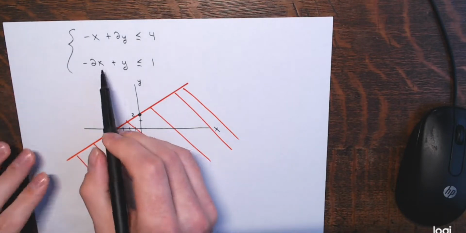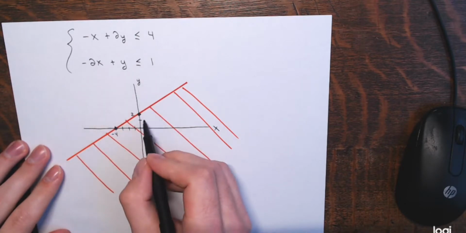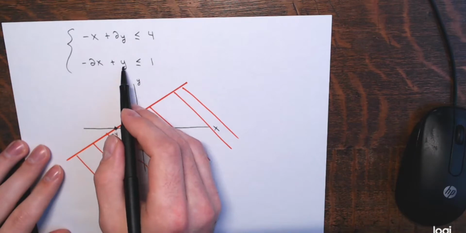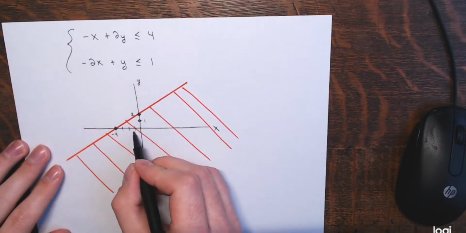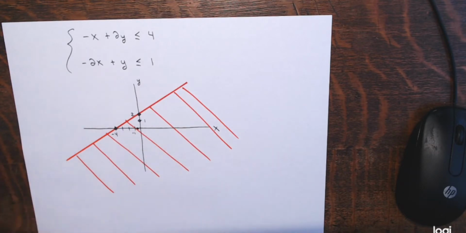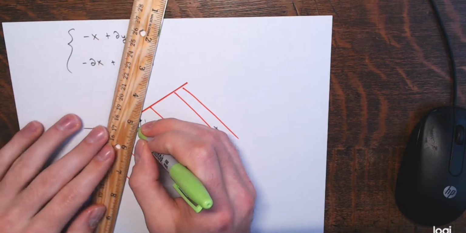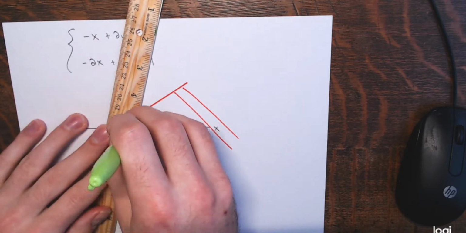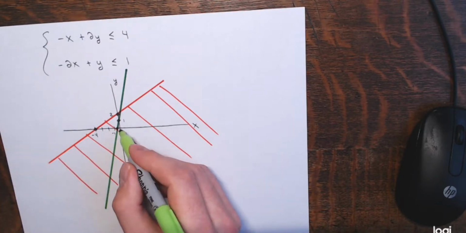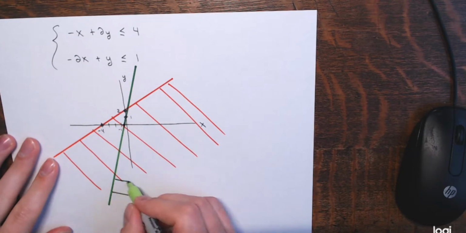The second inequality's boundary line would have (0, 1) as a y-intercept. And if y were 0, x would be negative 1/2, so (-1/2, 0) is the x-intercept. It's also a solid boundary line, like that. And (0, 0) is on the right side of this line, and that would be a solution, right? So the right side of this line as well.